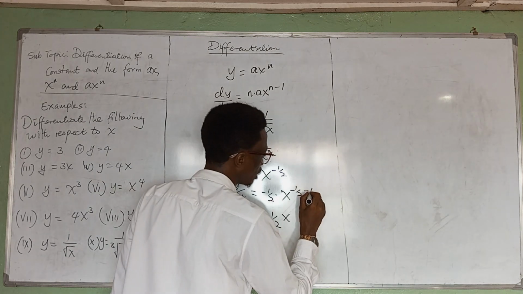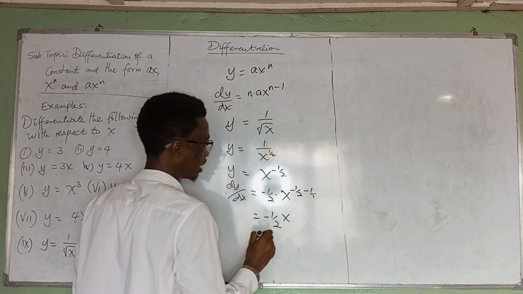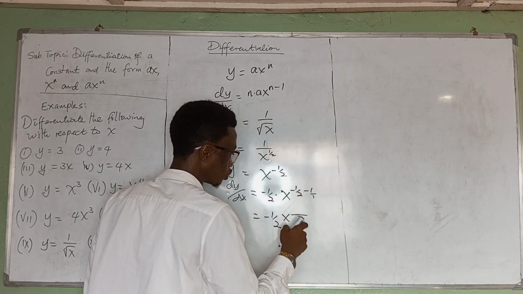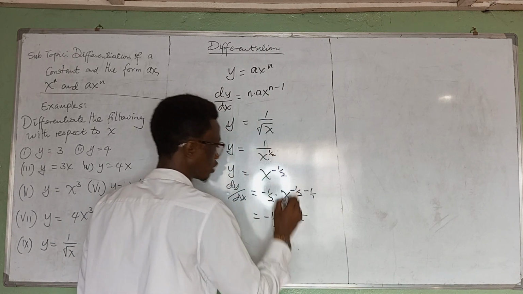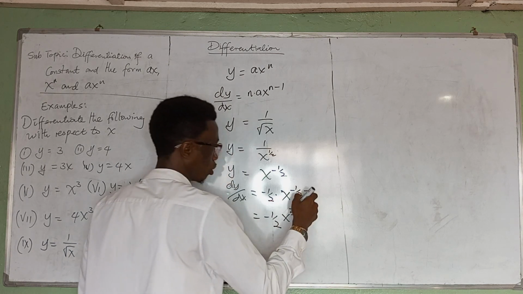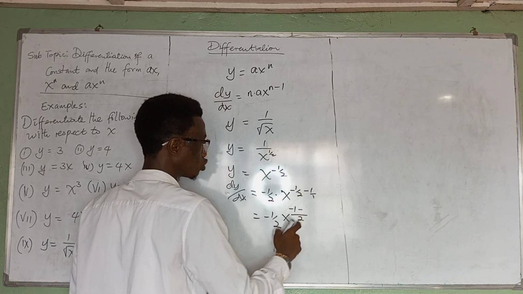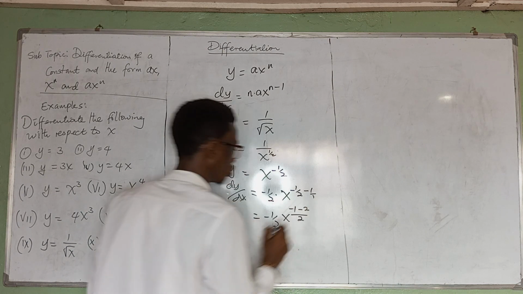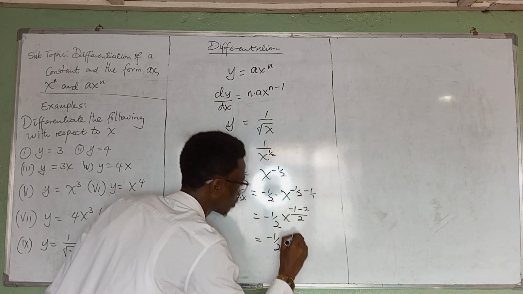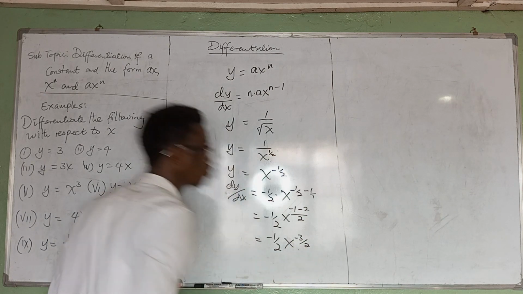Let's do that. Say you divide by 1 here and find the LCM. The LCM is 2. 2 into 2 becomes 1, 1 multiplied by minus 1 becomes minus 1. Minus 1 into this is 2, 2 multiplied by 1 becomes 2. So you have minus half x, and this becomes minus 3 over 2.